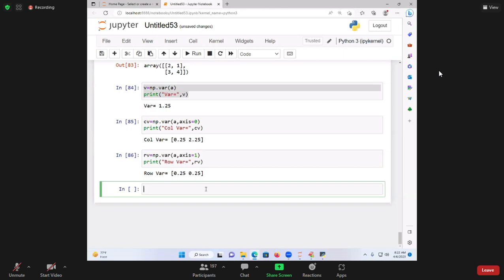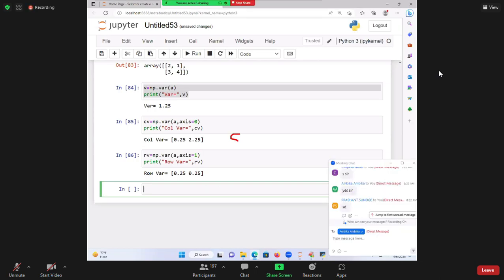Now I will move further. What is that? Standard deviation. Standard deviation is equal to, what is that? Underscore.